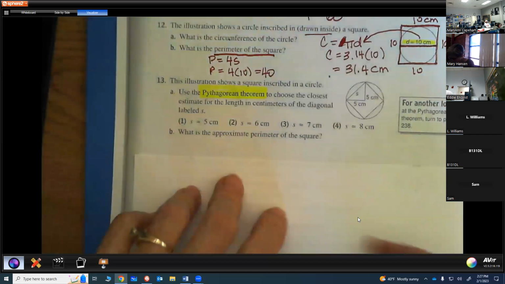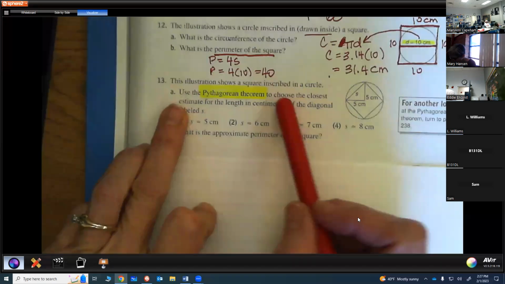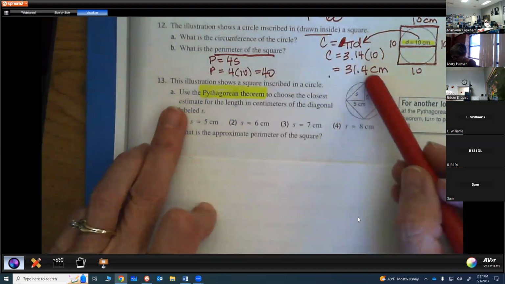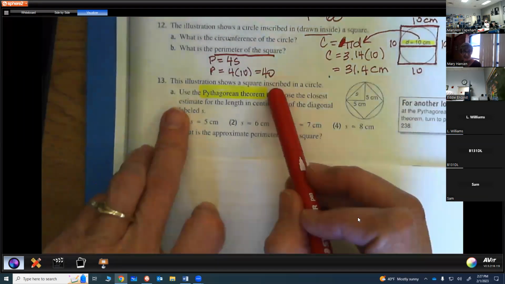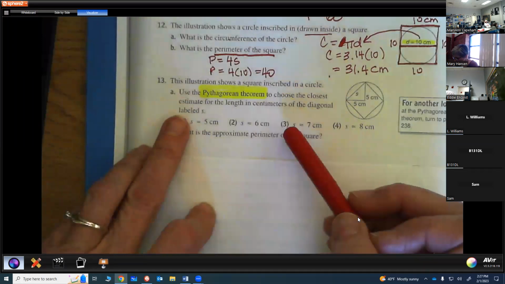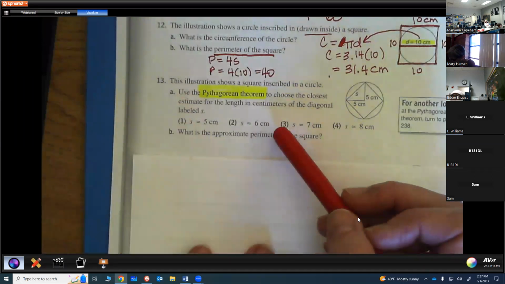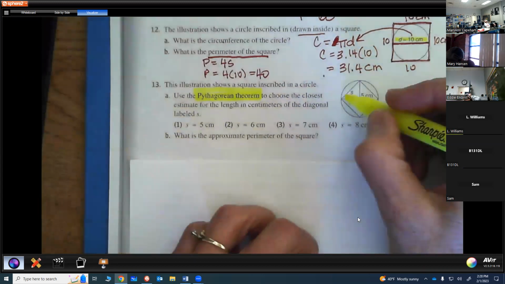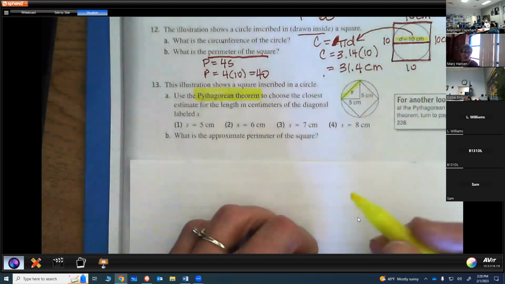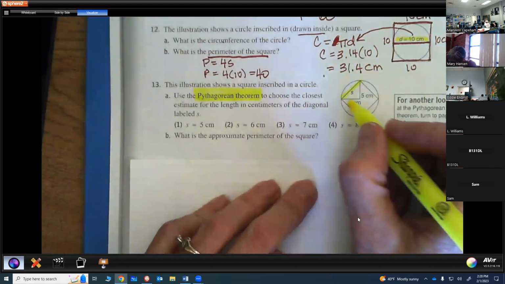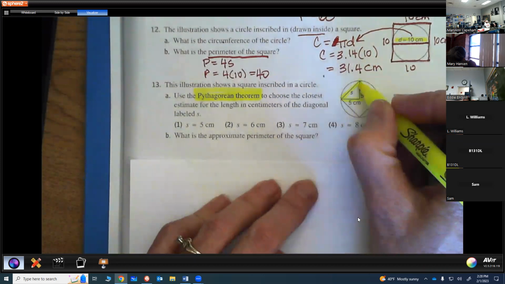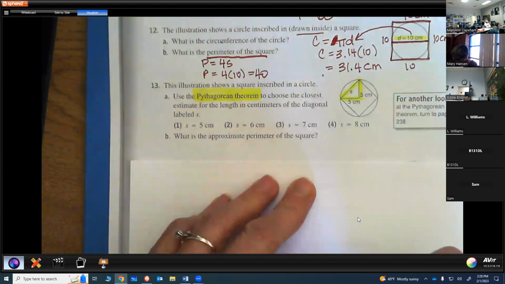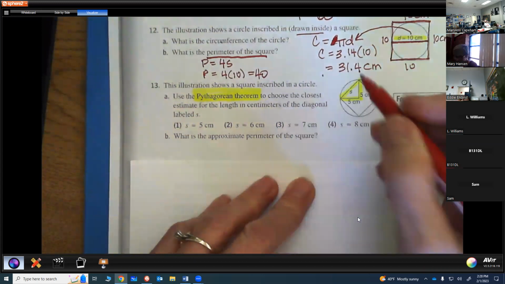But basically, it says the illustration shows a square inscribed in a circle. That means the square is drawn inside the circle. Inscribed means inside, which is a way to remember that word. And we're looking for this diagonal S. This triangle is what we call a right triangle, meaning it has a 90-degree angle.